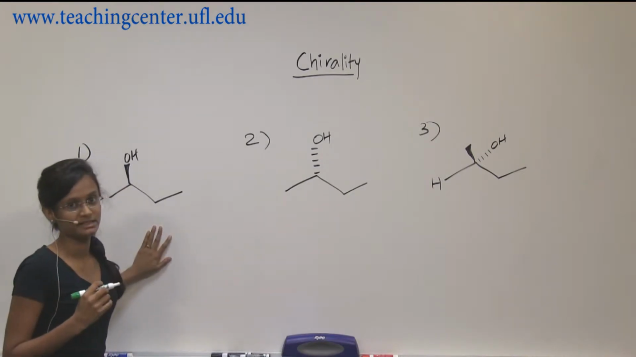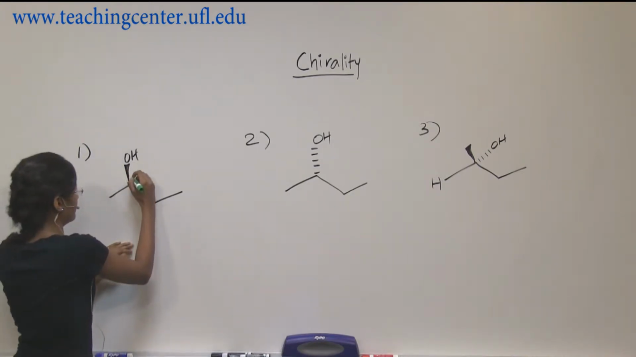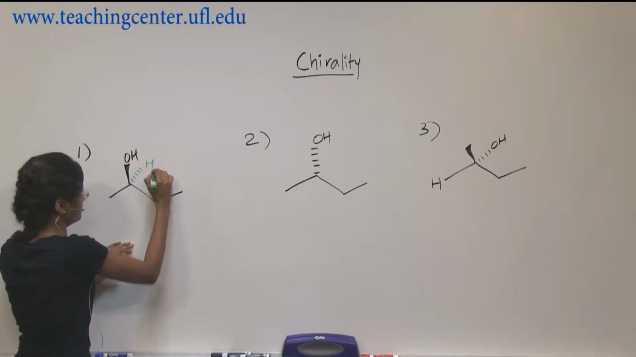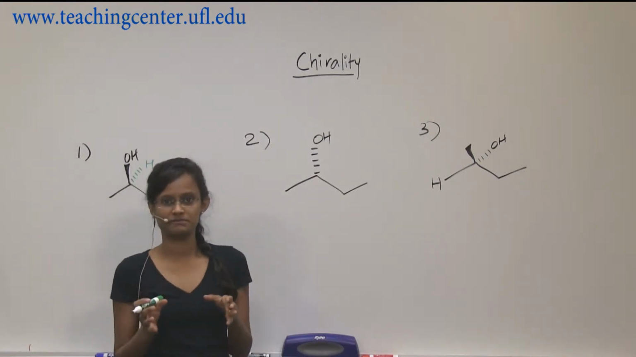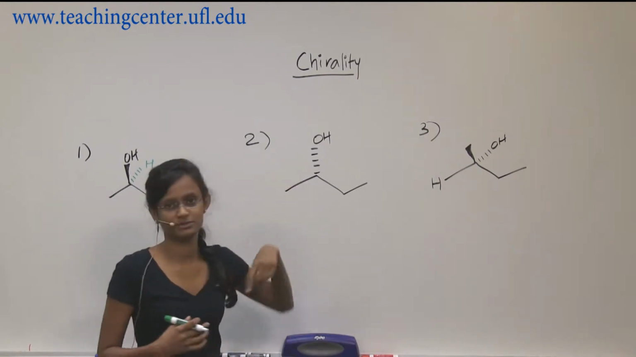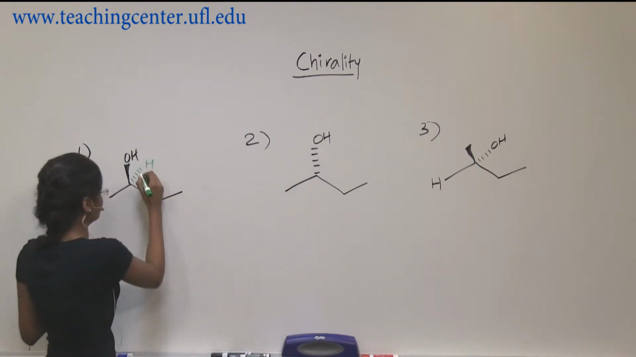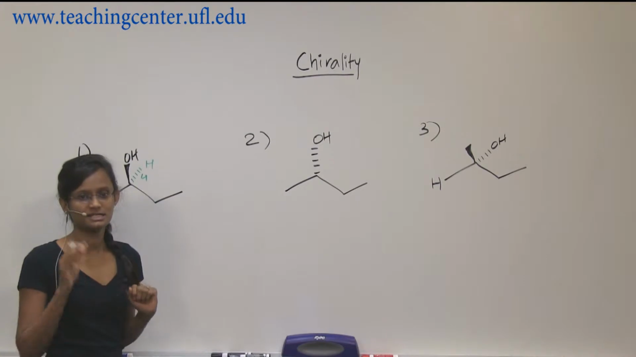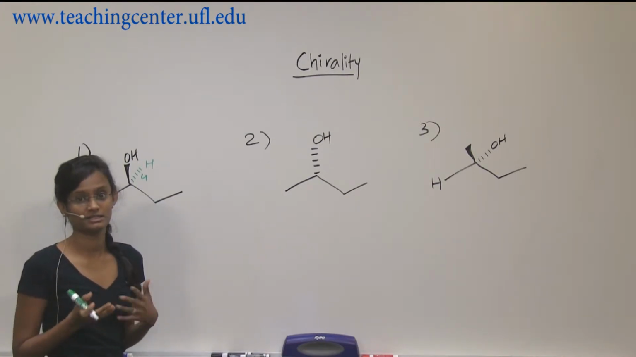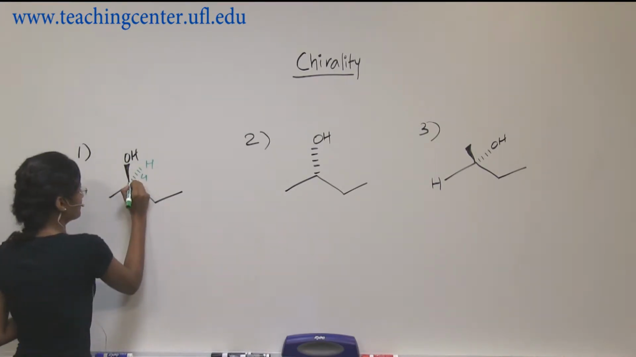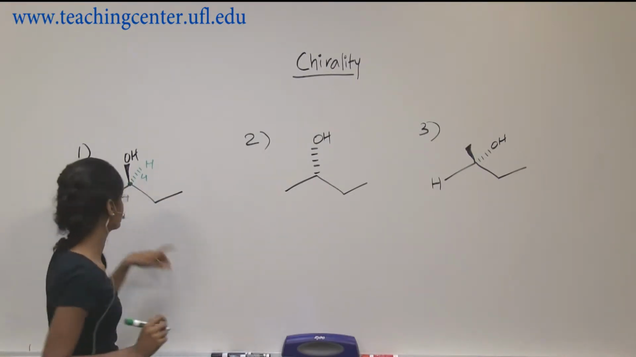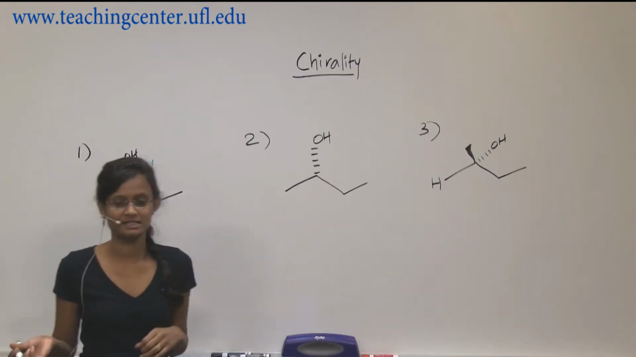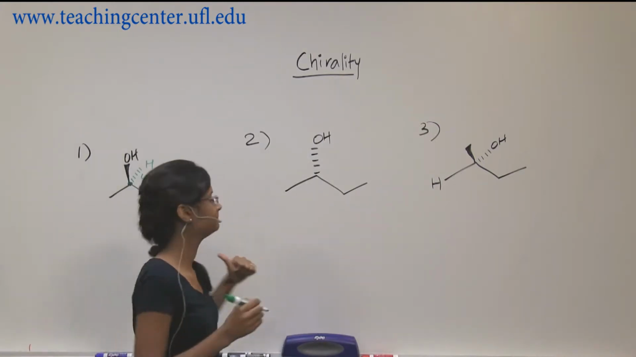The first one is where your fourth priority is on the dash. That's where we ideally like them to be. We don't want them to be at any other position. Right now, the fourth priority hydrogen is in the back. That's where we like it to be. This is the carbon that is the point of interest. We're going to decide R or S for that carbon.